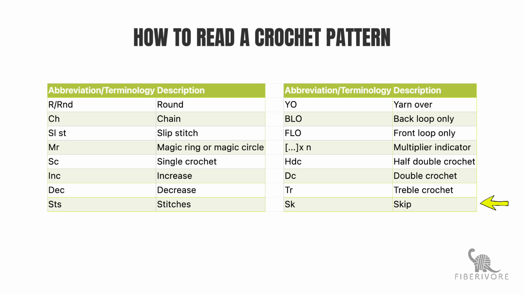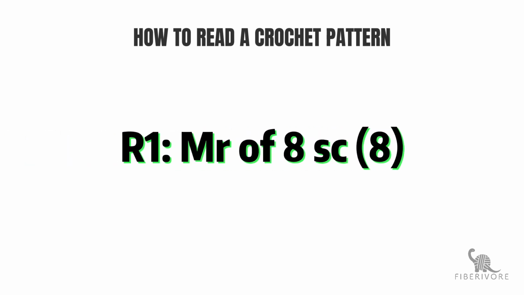SK stands for skip in crocheting. It means to pass over a certain number of stitches without working into them. Crochet patterns may use different formats to convey instructions, and may include repetition of stitches, which can be confusing. Some patterns use brackets, or multiplier indicators, to indicate how many times to repeat certain stitches. The patterns in our kits are written in US terminology and follow these formats.